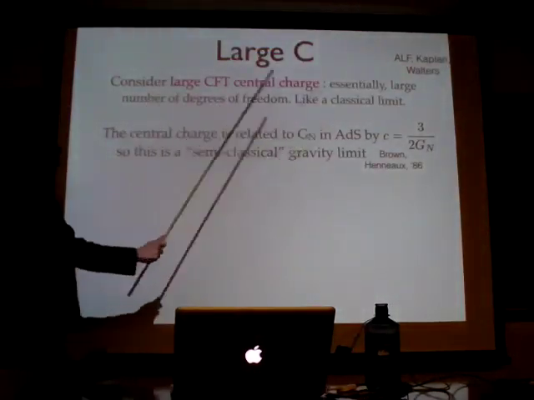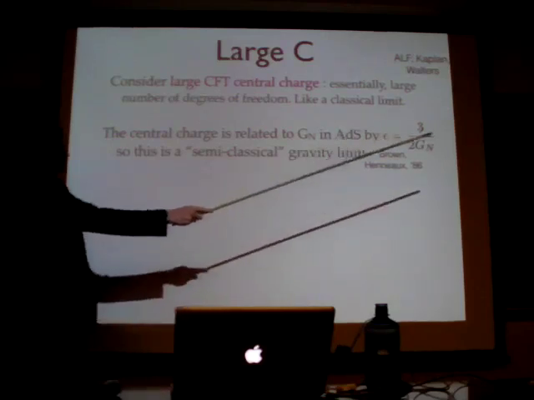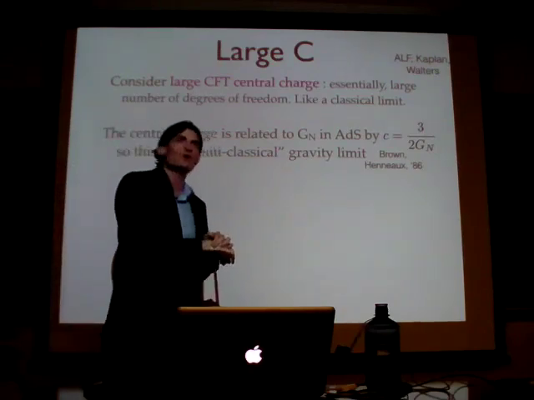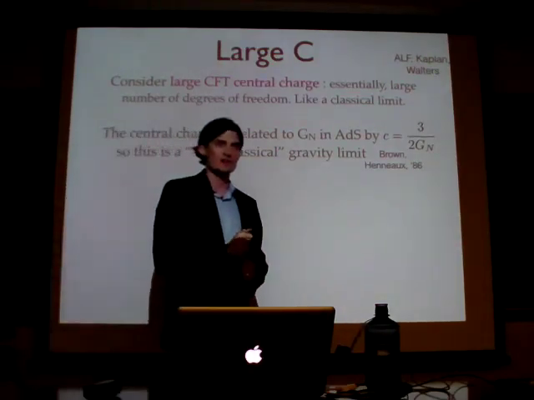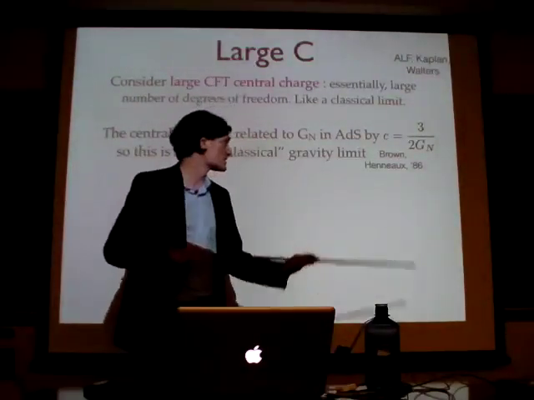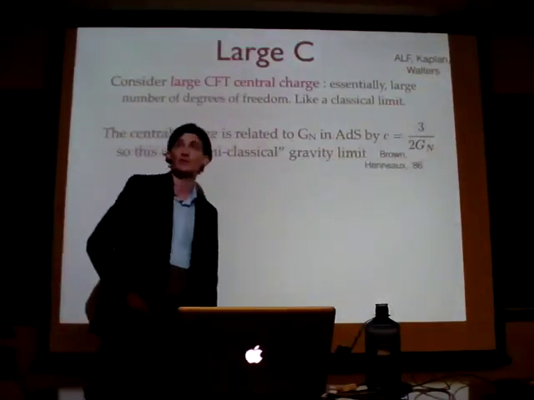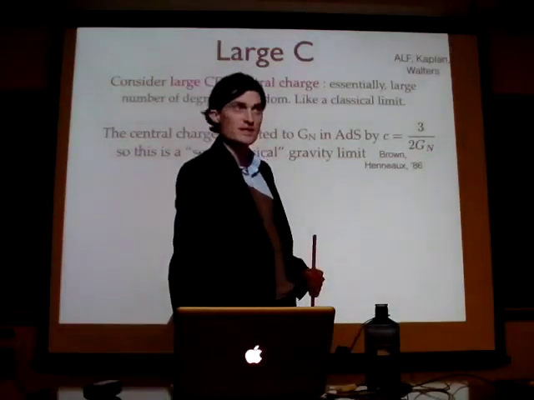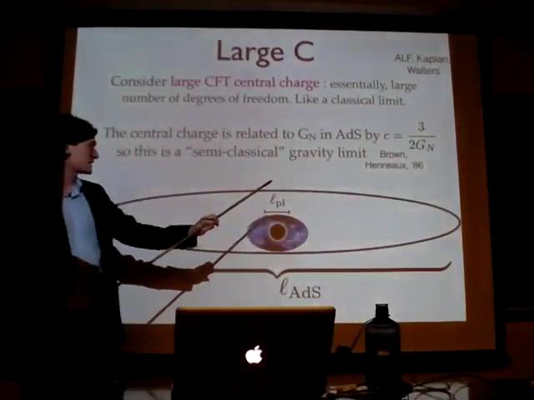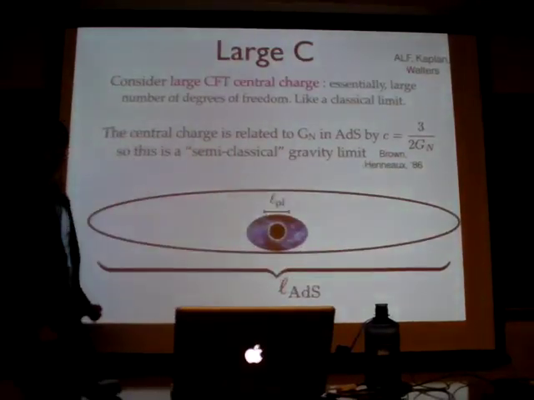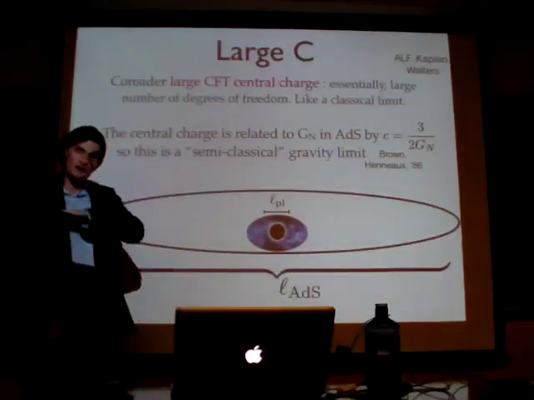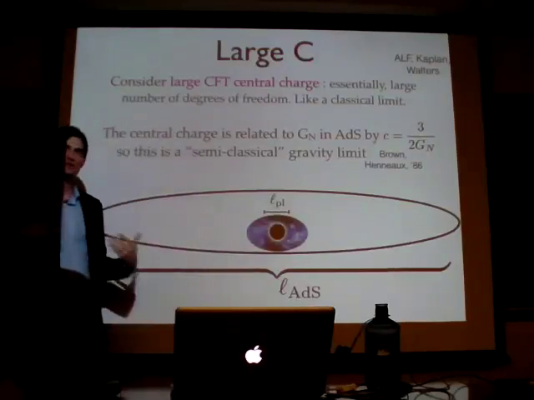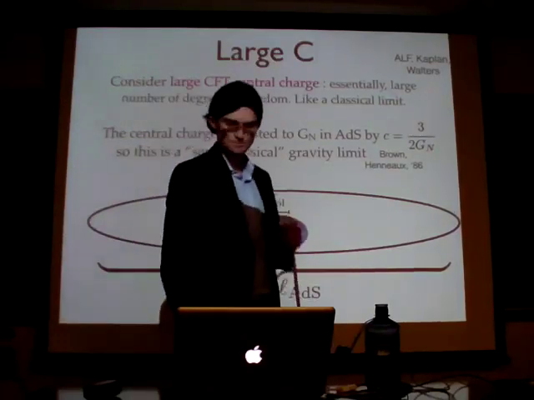In AdS3, this is related to Newton's constant by a very sharp relation. c is equal to 3 over 2G. This was actually first shown to us by Brown and Henneaux over a decade before the discovery of AdS/CFT. So you can think of this as a semi-classical gravity limit. We're taking G Newton to be very small. Another way of thinking about it is, since I've fixed everything in units of the AdS radius, think of this as taking the Planck length to be very small compared to the AdS radius. So it gives us a huge region where the curvature is tiny, and we can just look at Planck scale physics. So it looks a lot like theory in flat space.